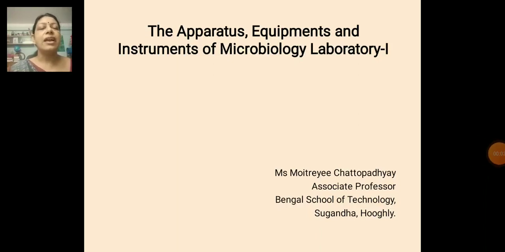Students, today I would like to discuss the various apparatus, equipments and small instruments that are used in the microbiology laboratory. Now every one of us knows that all laboratories have certain specific instruments that are required specifically for that particular laboratory. Similarly, the microbiology laboratory has some apparatus, equipments and instruments apart from the routine apparatus that are present in all laboratories.